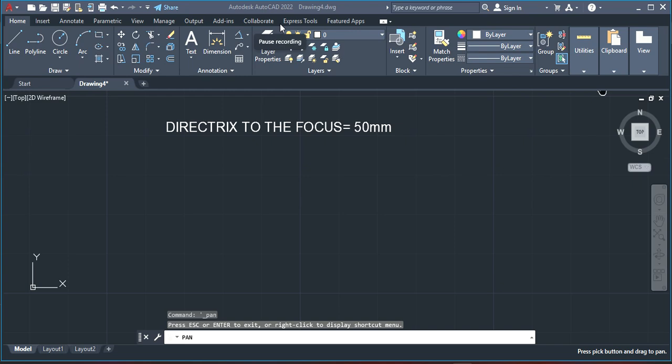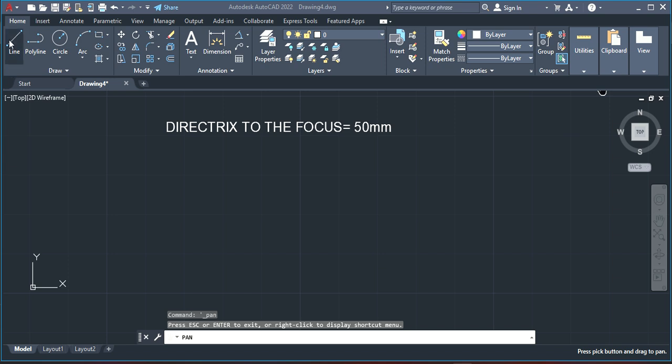Learn how to draw a parabola using AutoCAD. The distance from the directrix to the focus is given as 50 mm, and for a parabola the eccentricity is equal to 1. Okay, E is equal to 1. So this will be the given value in the question. You have to use AutoCAD to draw the parabola curve.